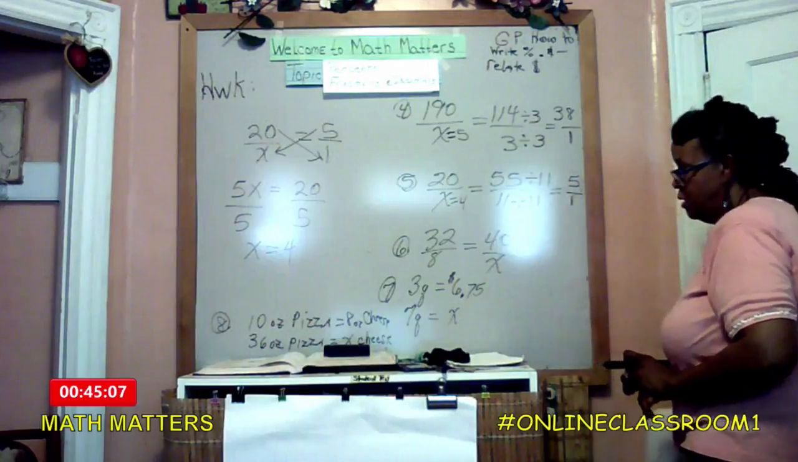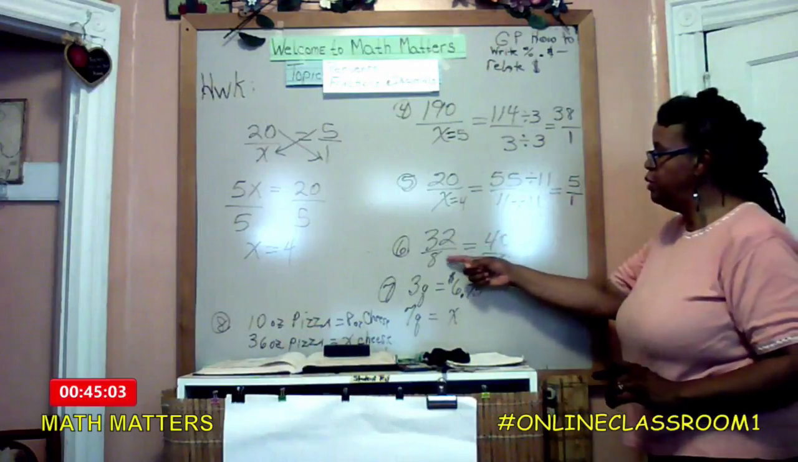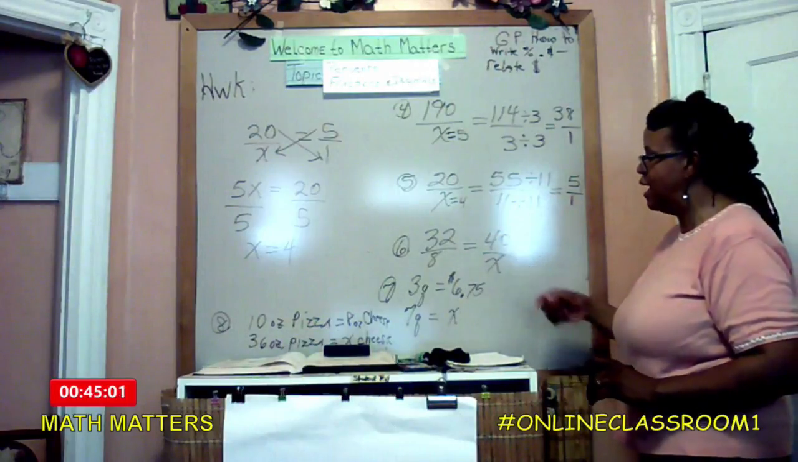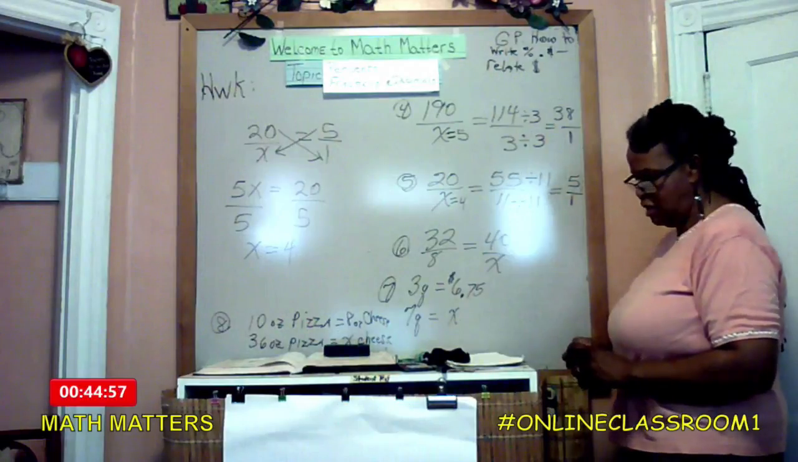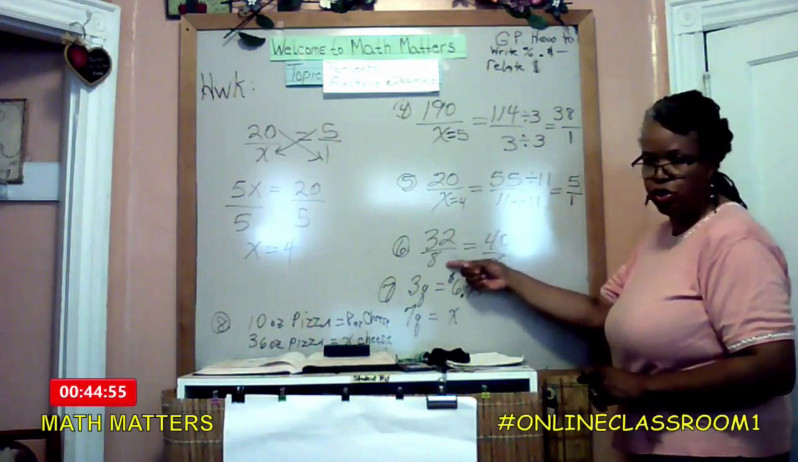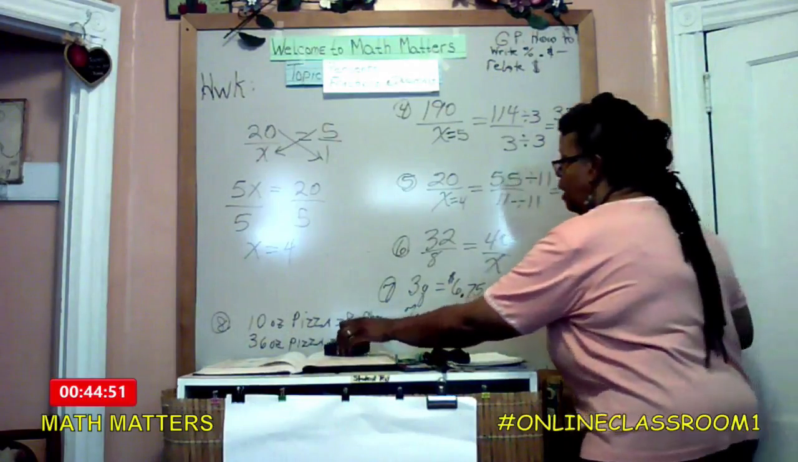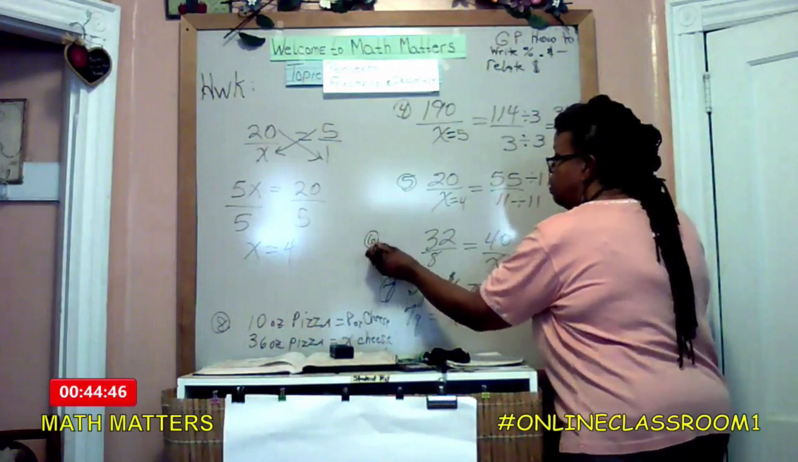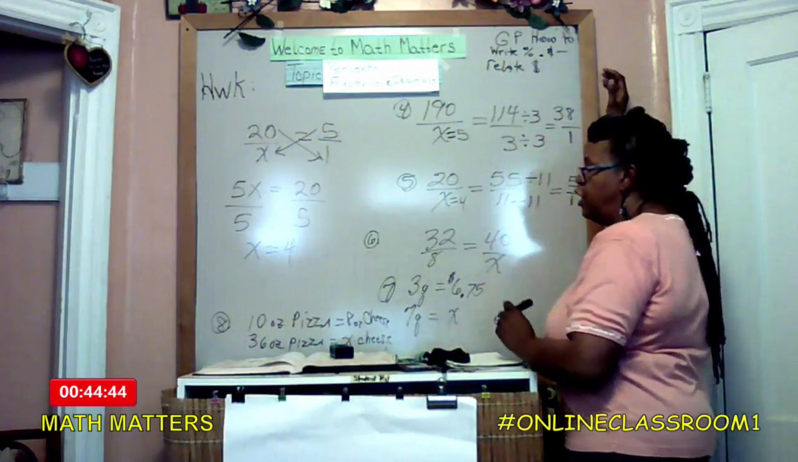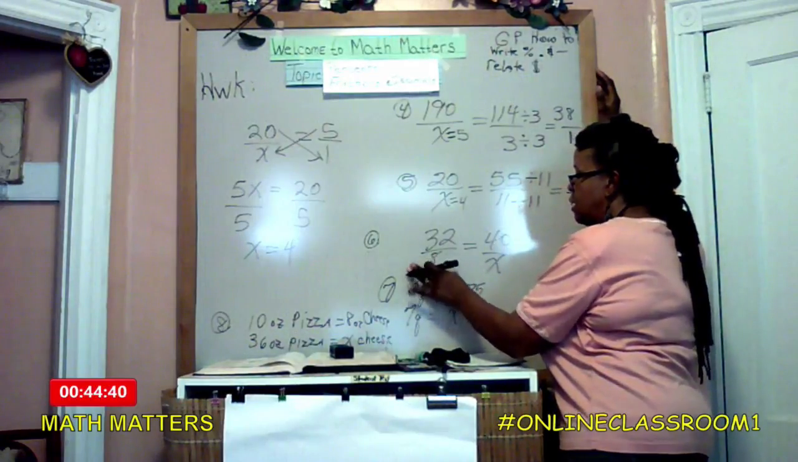All right. So let's look at number 6. 32 is to 8 as 40 is to x. Oh boy. First thing I see here is I can reduce my 32 and my 8. I definitely see a common factor that I can factor out of there. Move that over. 32 and 8, I can divide by 8 on both sides.